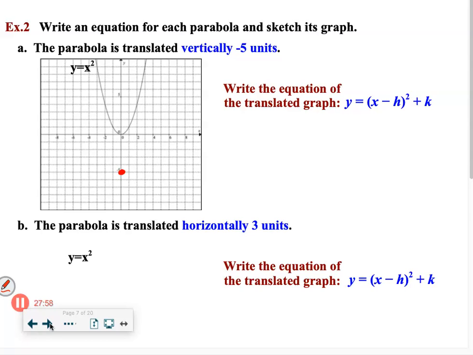Okay, good. You guys know what horizontal? Horizontal, like the horizon. Gotta double check. Okay. That's okay. That's good.